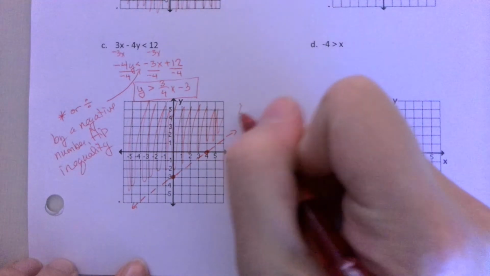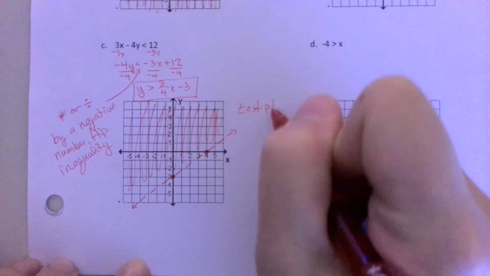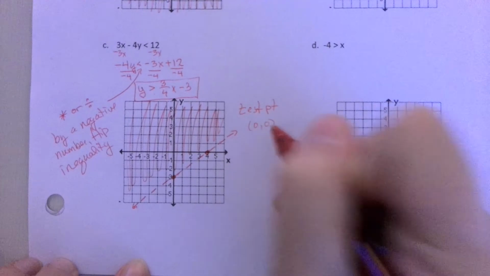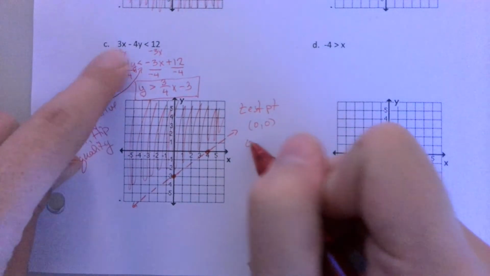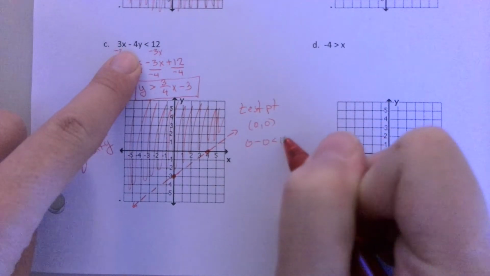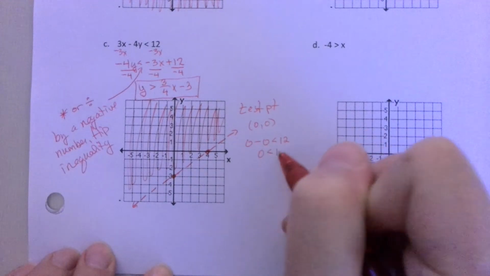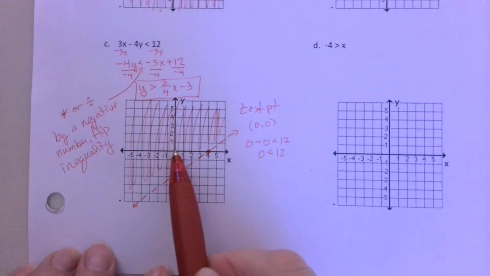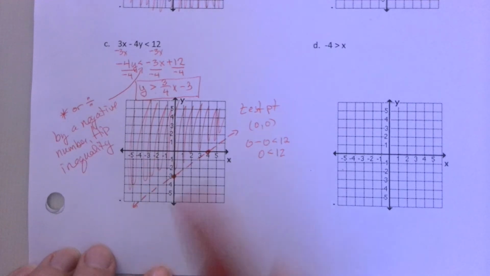Now, if I want to use a test point again, I'm going to stick with 0, 0. And I'm going to go back to the original. So 0 minus 0 is less than 12. 0 is indeed less than 12. So that 0, 0 works, and so does everything else.